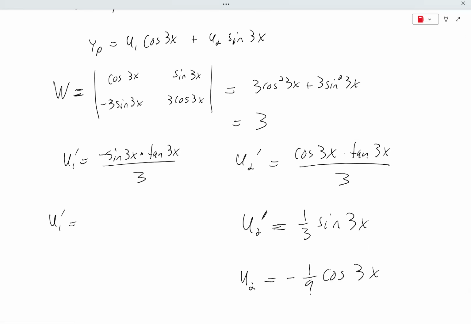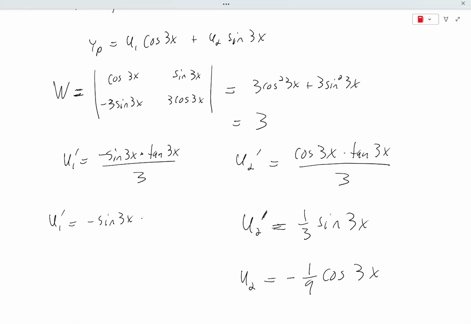Is that right? Because the antiderivative of sine, yes, that'd be that one over there. Okay, and now this one over here, what is this about? So you got negative sine 3x times tangent. That is sine over cosine.